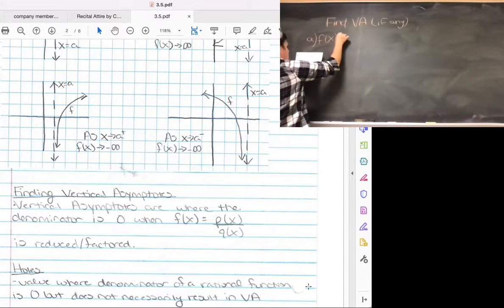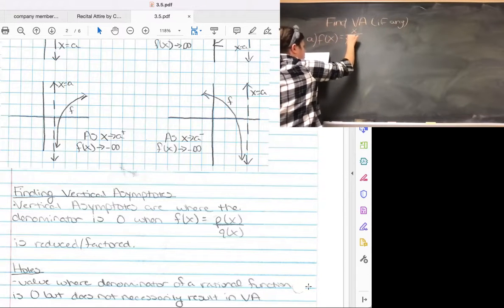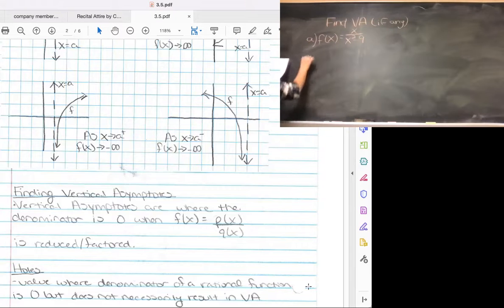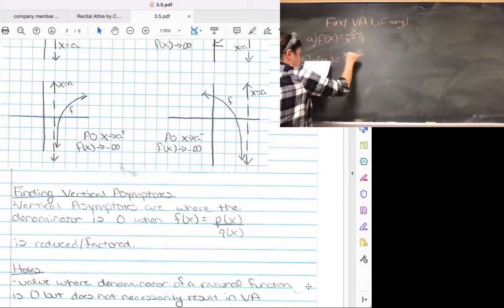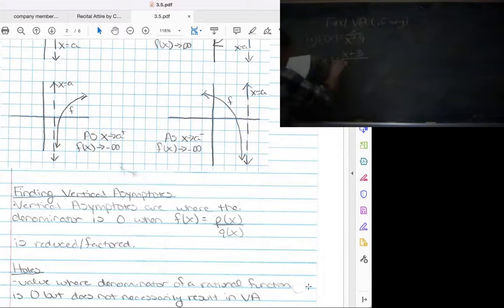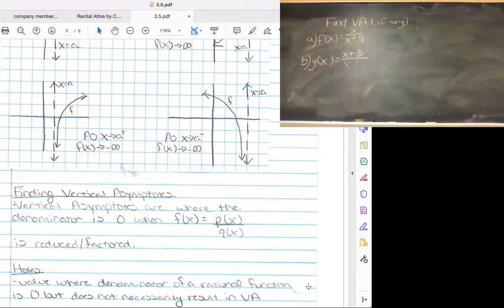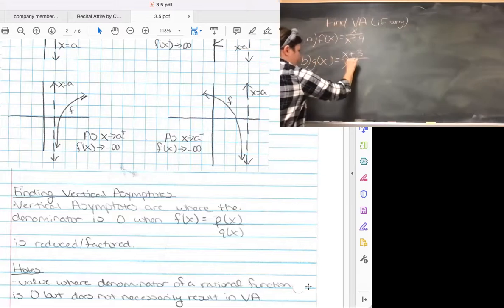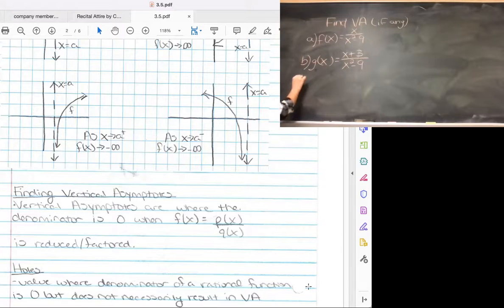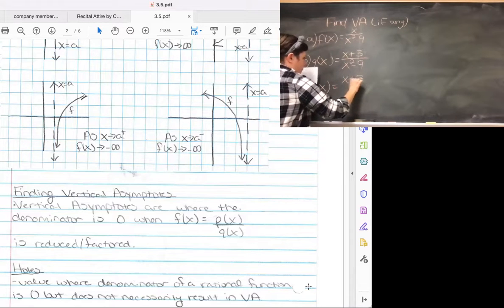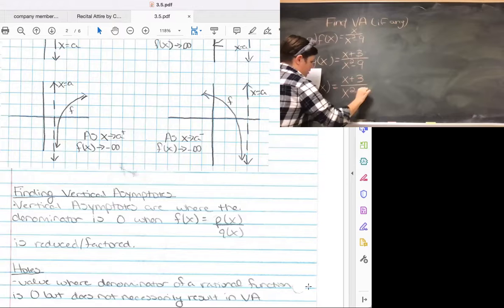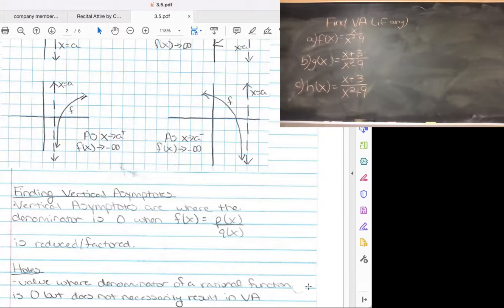We have f of x equals x over x squared minus 9. Then we're going to do g of x equals x plus 3 over x squared minus 9. And then we're going to have h of x, which is x plus 3 all over x squared plus 9. These are going to be the three examples where we're going to find the vertical asymptotes.